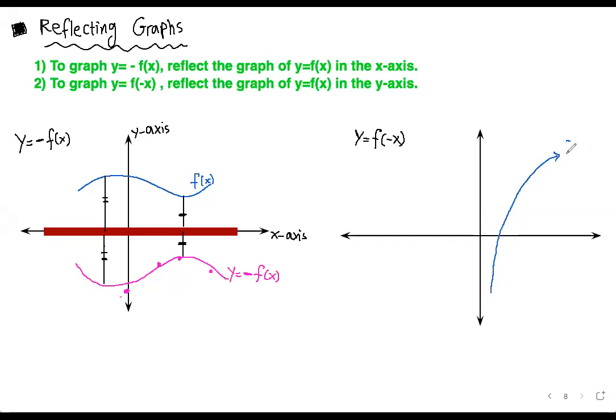So this is my f of x. How can I graph the function y equal f of minus x? So look again, the minus is inside the parentheses. This means we have to use the second property. Look, second property: to graph this function, we have to reflect the original function around the y-axis.